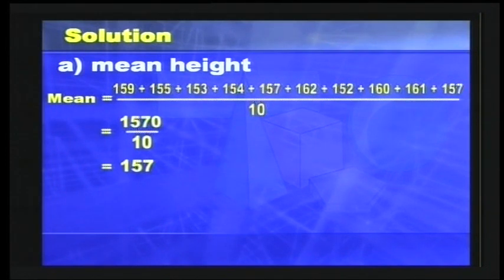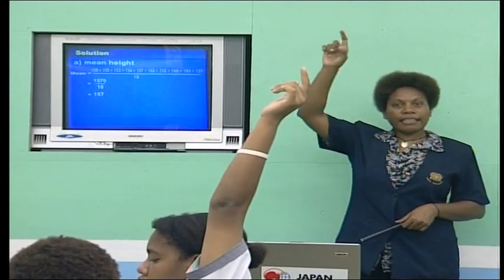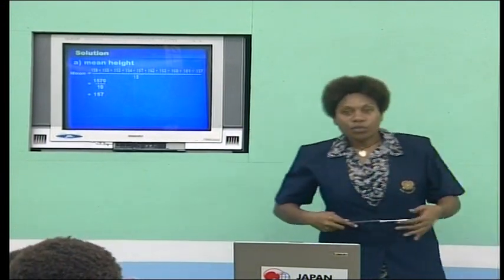The mean, you add all the scores, the heights, and you divide by 10. Your total should be 1,570. Then you divide by 10, and your answer should be 157. So that's your mean height, solution A. Hands up if you got 157. Okay, well done. Thank you. Hands down. Same with you, receiving students.